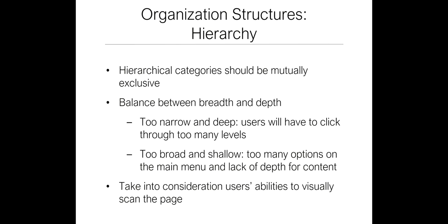So if we're looking at hierarchies, hierarchy categories should be mutually exclusive, and there ought to be a balance between breadth and depth. Too narrow and deep, users will have to click through too many levels. If it's too broad and shallow, too many options on the main menu, and lack of depth for content. That's another issue. So you need to take into consideration users' ability to visually scan the page.